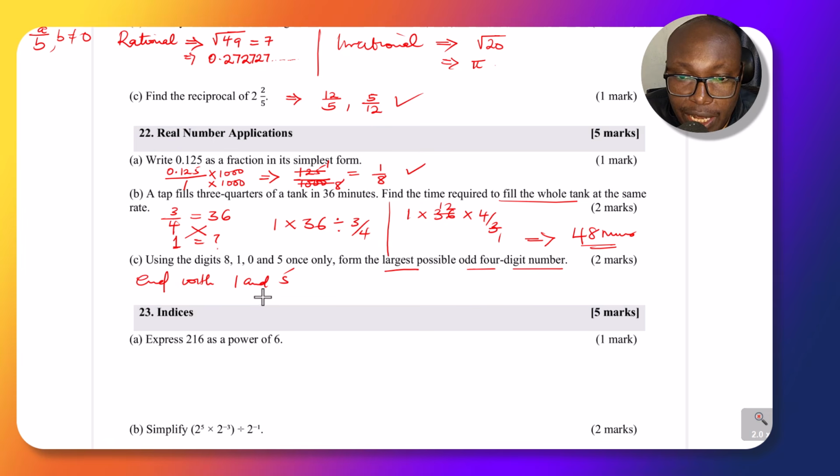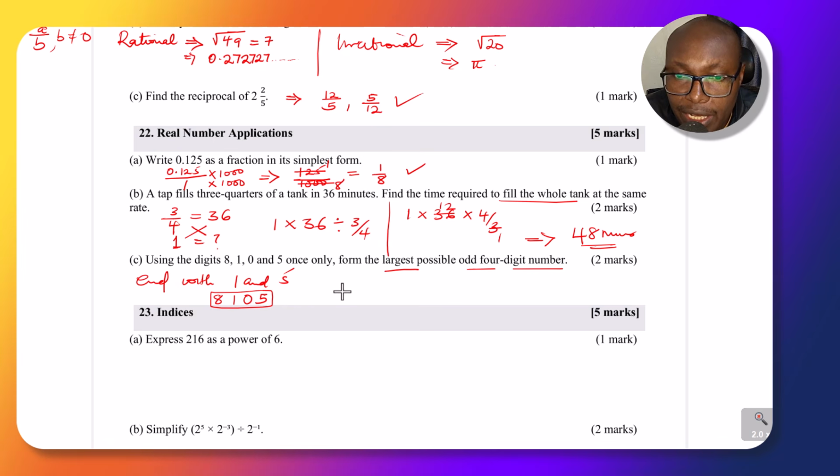If you say the last digit should be 5, you'll be left with 8, 1 and 0. And because we want to form the largest possible number, of course, you will ensure that the first digit is big, followed by the next one, which is 1, and then followed by the next one, which is 0. Now, I'll give two scenarios. That is when you have the last digit as 5.